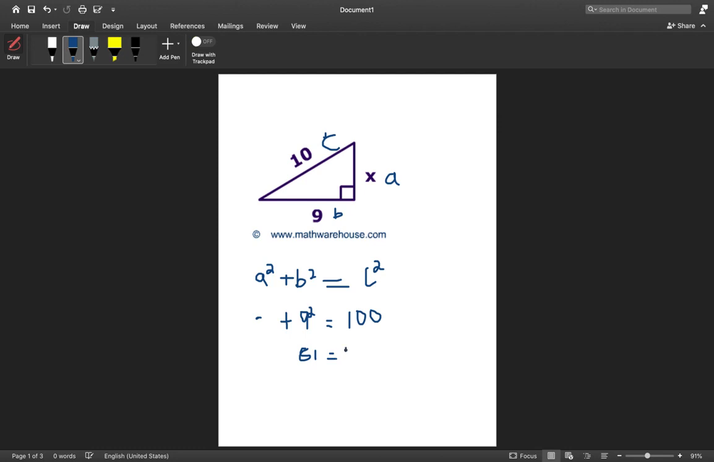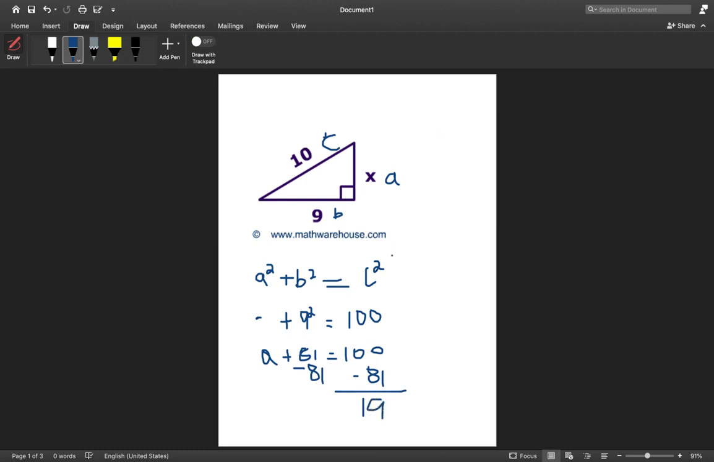And then we have a missing value, which is A. So it's A plus 81 equals 100. So all we have to do is subtract 81 on both sides. And we get 19.